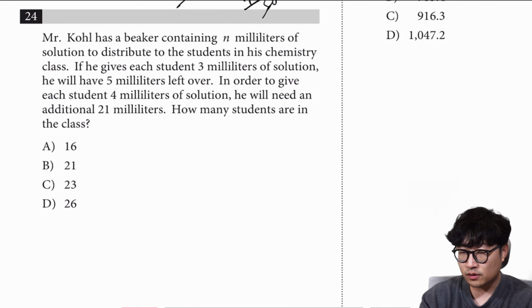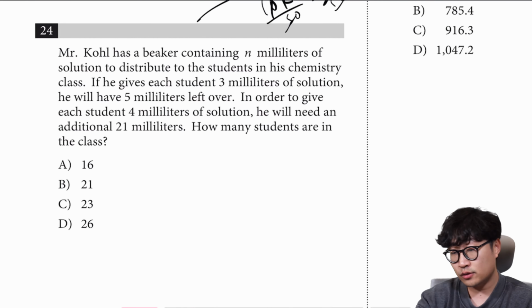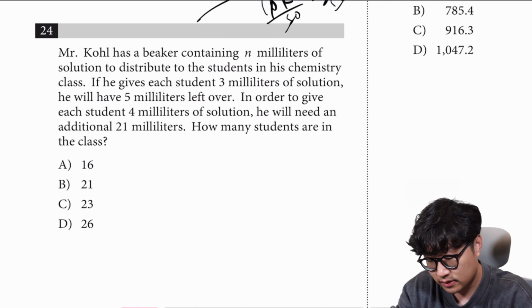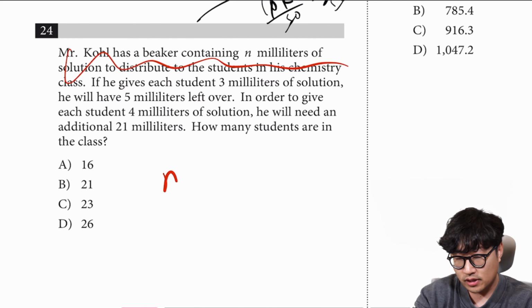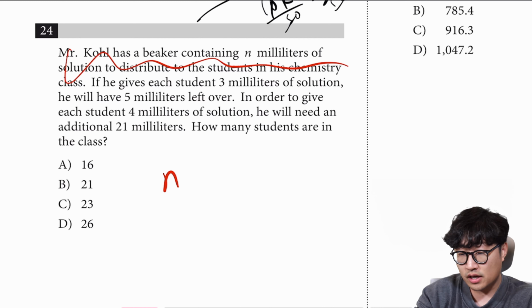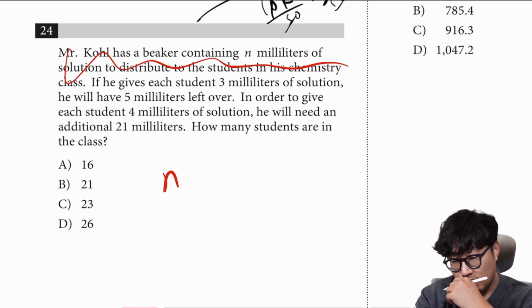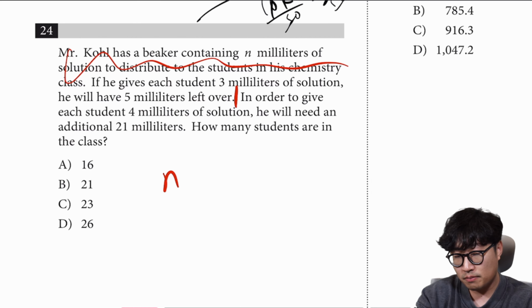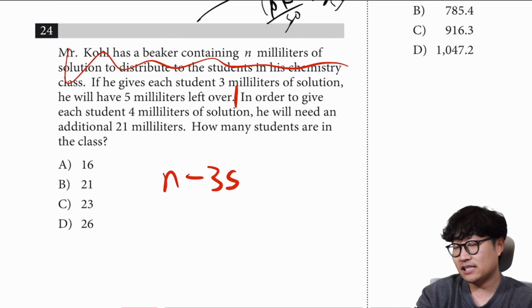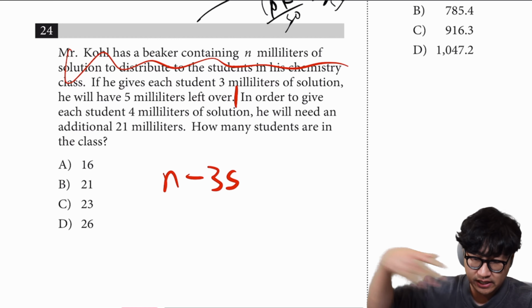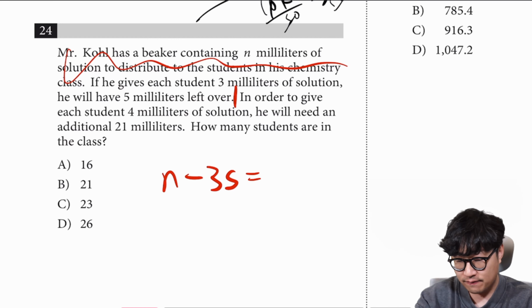Number 24, Mr. Cole has a beaker containing N milliliters of solution to distribute to students in his chemistry class. Cool story, bro. We got N mils. If he gives three students, each student 3 milliliters of solution, he'll have 5 left over. Stop. So minus 3S for each student. If he just gives it out, then he's got 5 left.